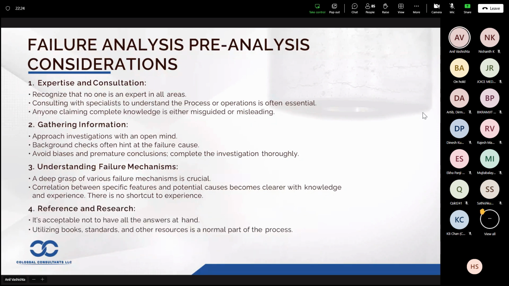And it's acceptable to refer to handbooks, standards, and other resources, which are all available at hand. So failure analysis is not a closed book examination. You can refer to any number of standards or specifications, and if you give a reference to those standards in your report, it will in fact be very much appreciated by the client.